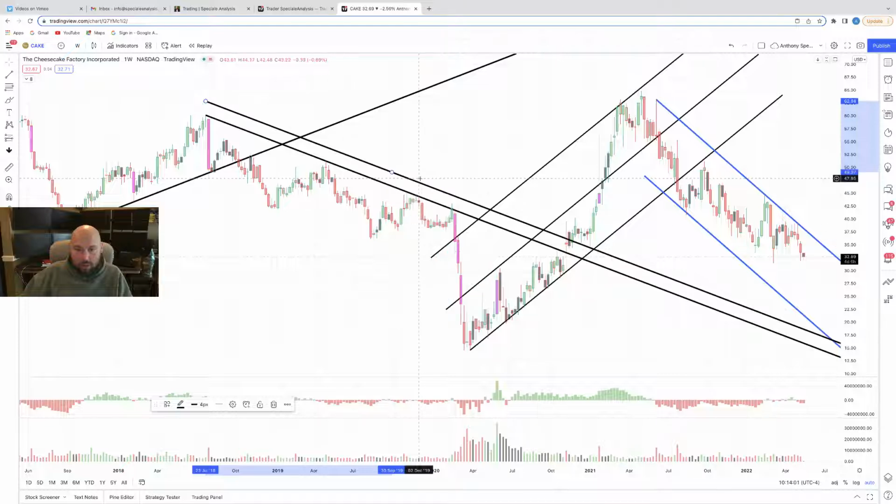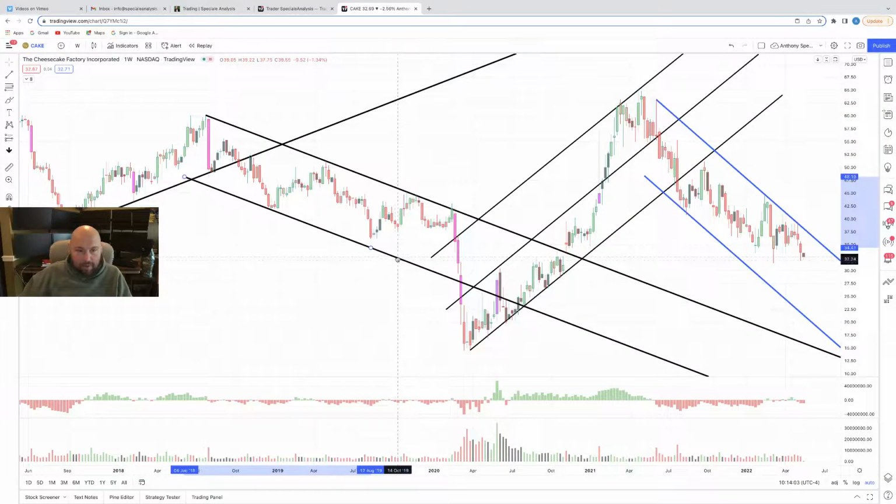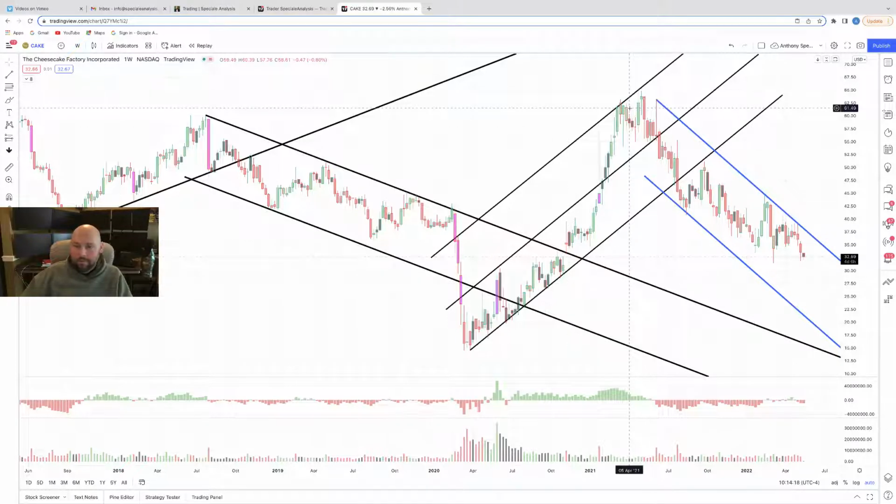Watch. I'm going to clone this. I'm going to simply move it here. And what did I just create? I just created a channel structure. Boom. Here's where I break it. It goes lower. Boom. Here's where it comes out. It goes higher. It's not that hard. This was built right here. This is where it broke. Guess what the market did?